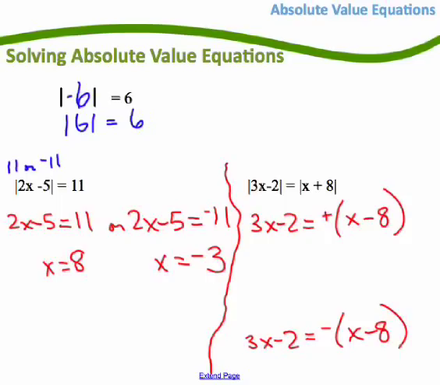Careful with this one. There's a negative out front. You'll have to deal with that. I might as well solve them. If I bring the minus 2 over, this will be a minus 6 on this side. Bring the x over to this, it'll be 2x. So 2x equals minus 6, x would be equal to minus 3. I think that's right, hopefully.